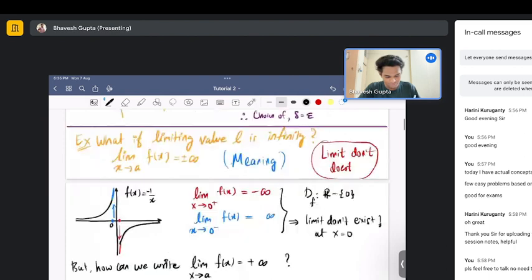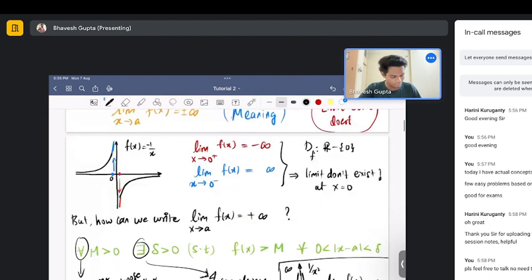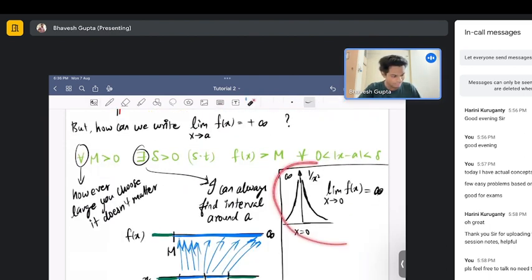So let's say if you square this function, you will get this kind of a graph. Here you see that the left-hand limit goes to plus infinity and the right-hand limit goes to plus infinity. Both the limits go to infinity, but we still say the limit doesn't exist. We just say the limiting value is a very large quantity.